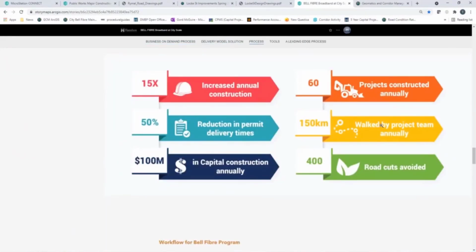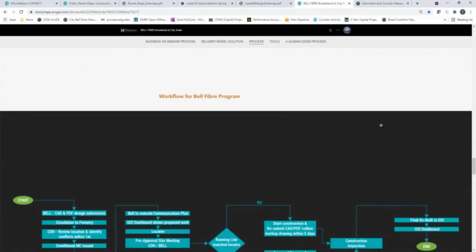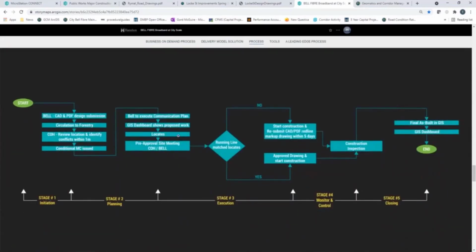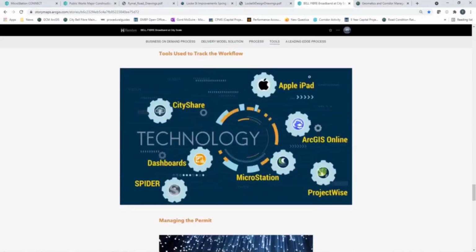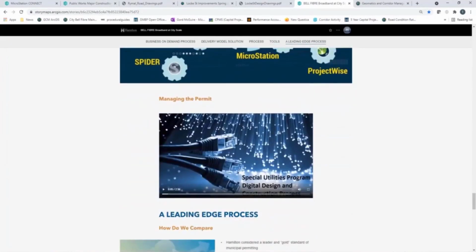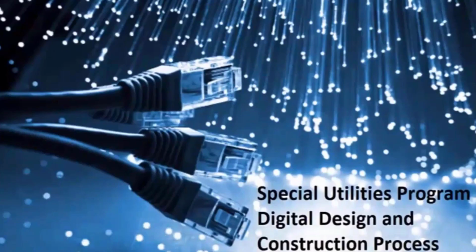So we're using a cloud-based tool. We've also developed a specific workflow that lets us take the CAD and PDF drawings from the inputs and push them out through a process. Our tool box includes MicroStation, includes ProjectWise, includes a lot of different tools that we're mashing up to put it all together. I'm going to try and show.